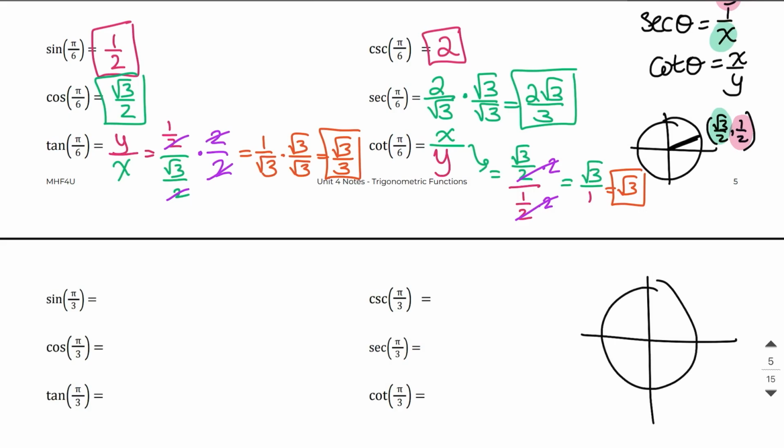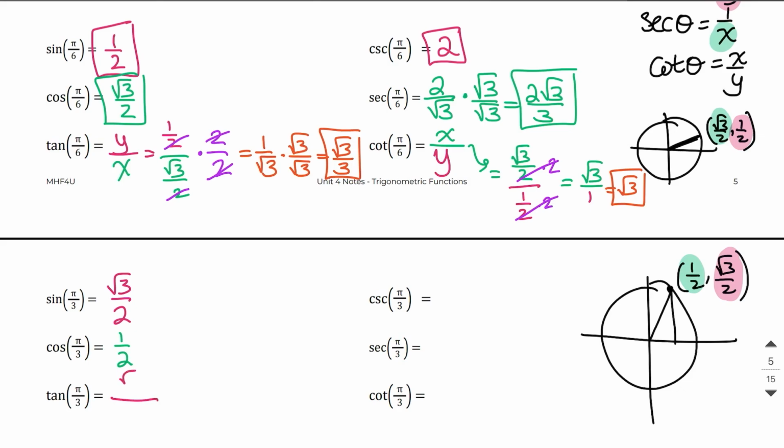Okay, so now our last example that we have here is sine of pi over 3. So here's pi over 3, and we know right here that the coordinate would be 1/2 comma root 3 over 2. Same thing, we know that the y is root 3 over 2. We know that the x is 1/2. We know that sine is the y, so this is going to be root 3 over 2. We know that cosine is the x, so this is going to be 1/2.